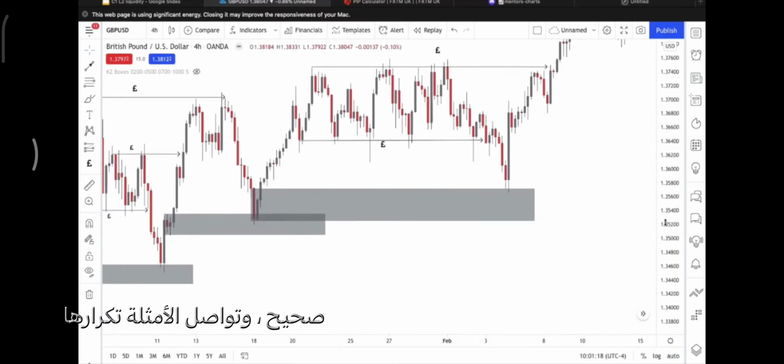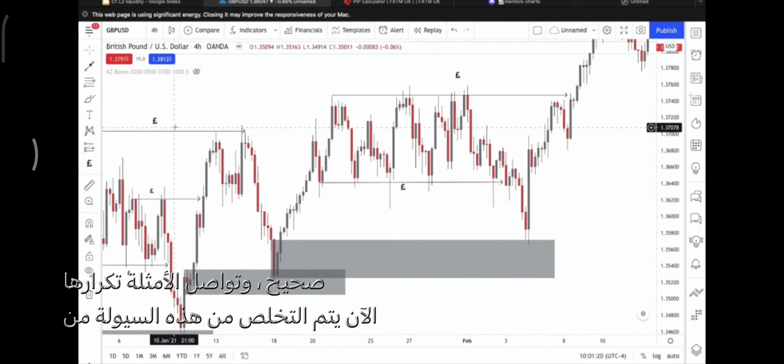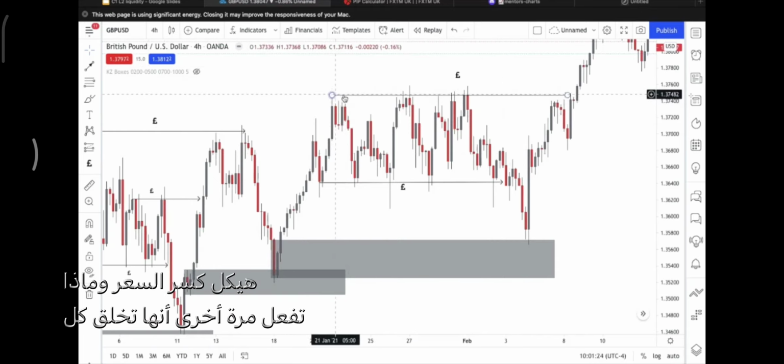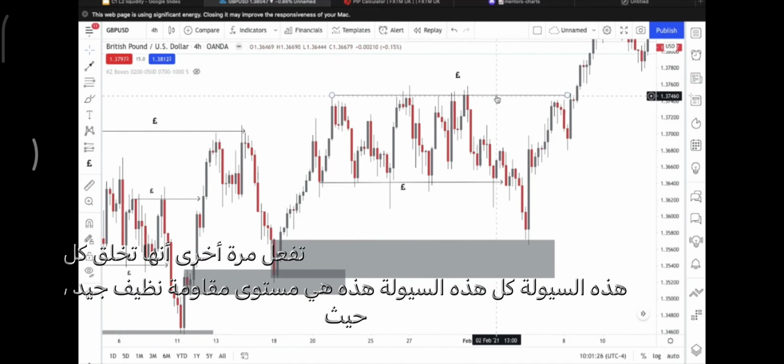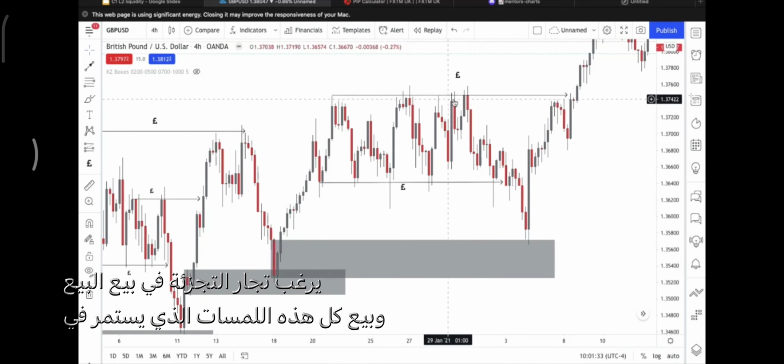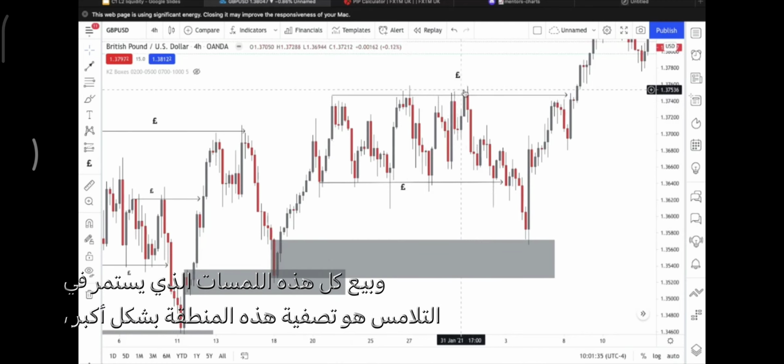The examples keep repeating themselves. Now this liquidity is taken out, price breaks structure. And what does it do? Again, it creates all of this liquidity. This is a nice clean resistance level, right? The retail traders will look to sell off, sell off, sell off. All of these touches that keeps touching is liquidating this area more, right?